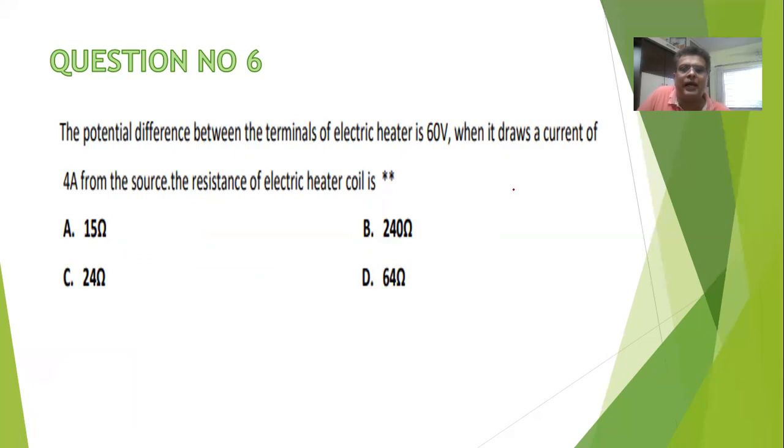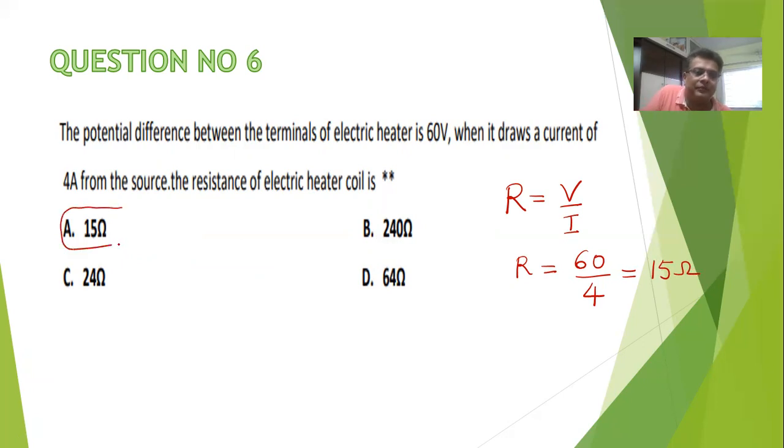Question goes by Ohm's law. I know R is equal to V divided by I. This is the form of Ohm's law. R is equal to V. V is nothing but 60 volt. I is nothing but 4 ampere. 60 divided by 4 is 15. But the unit is ohm. So you get this answer.